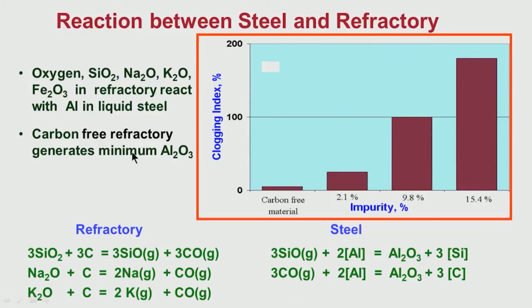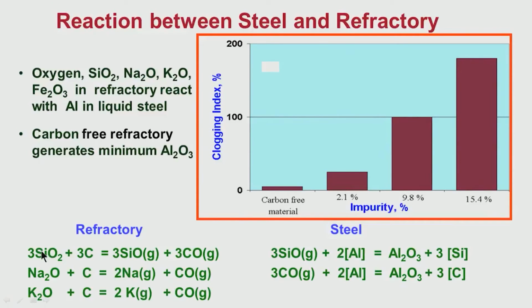Now, again the carbon in refractory is also very important. Refractory should not have any carbon. If the carbon level of refractory is almost nil, it is very good, otherwise it will react. I will come to that, how carbon in refractory is deleterious from the point of view of cleanliness of steel.